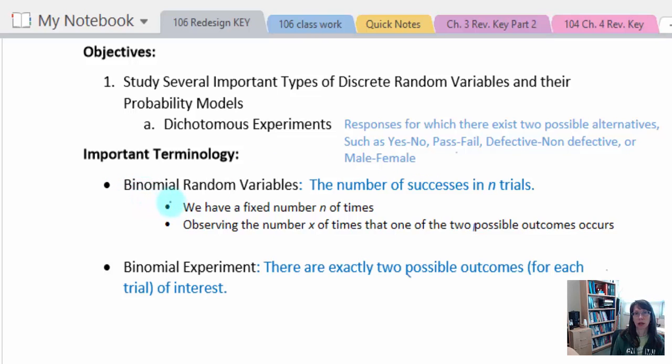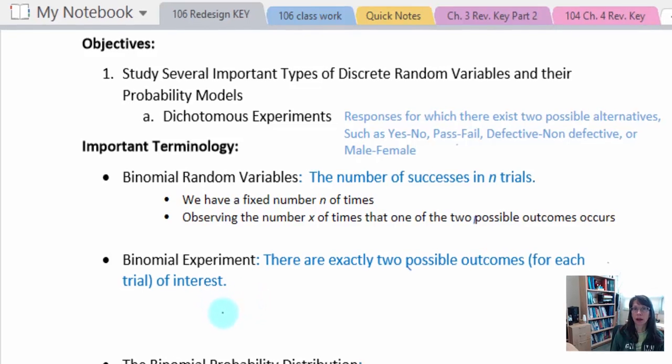Our first type of variable that we'll talk about in this section is the binomial random variable. And that means we will talk about the number of successes in n number of trials. So to break that down, it means we're going to have a fixed number of n times that we will conduct the experiment. From those n number of times, we're going to observe the number of successes. In other words, we're going to observe the number of x times that one of the two possible outcomes occurs. And this is the binomial experiment. There are exactly two outcomes for each trial of interest. Either the event will happen or it will not happen.